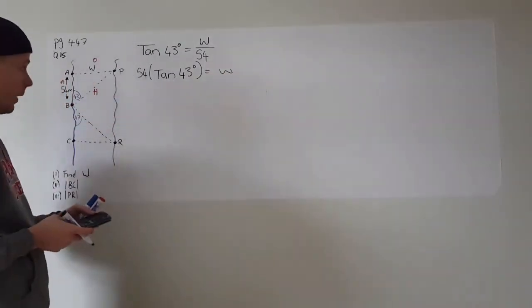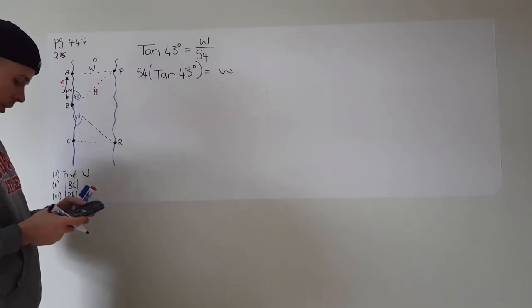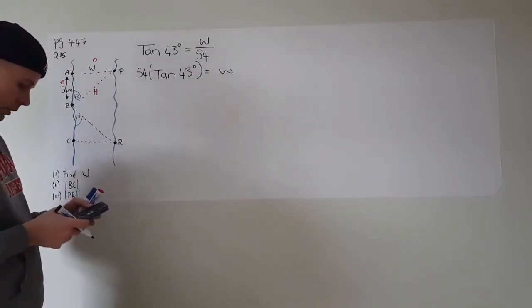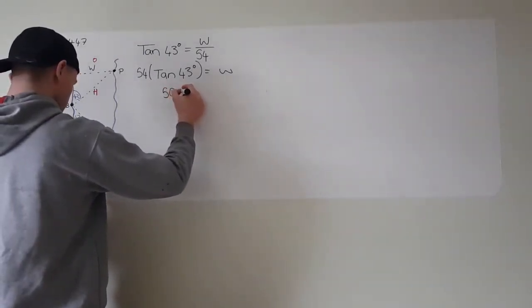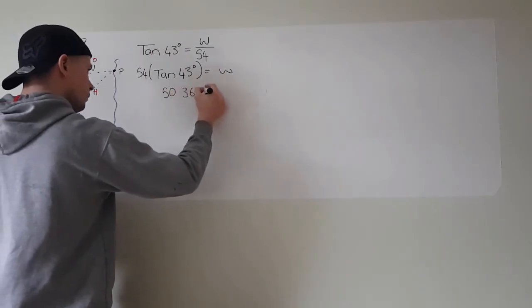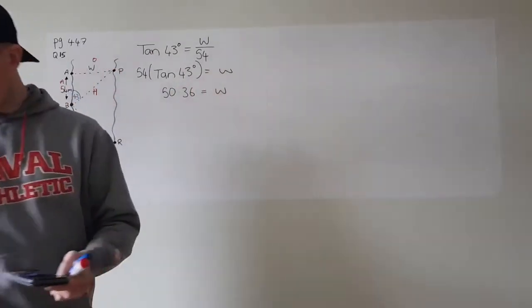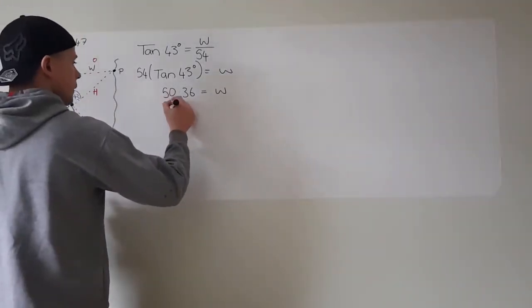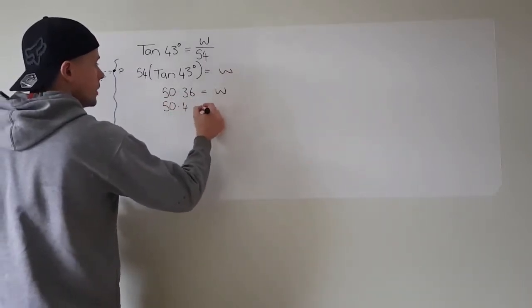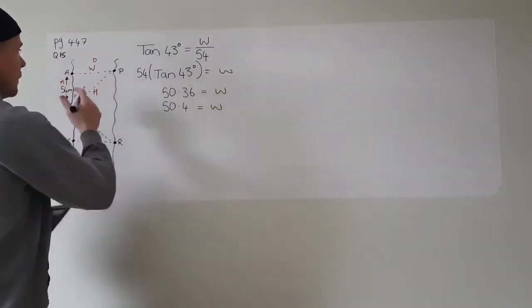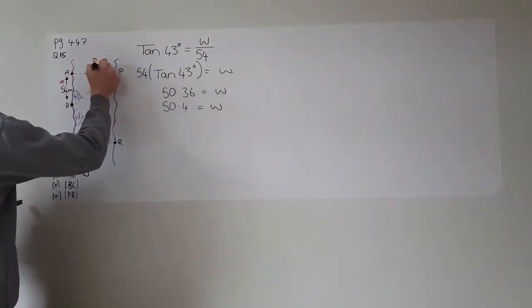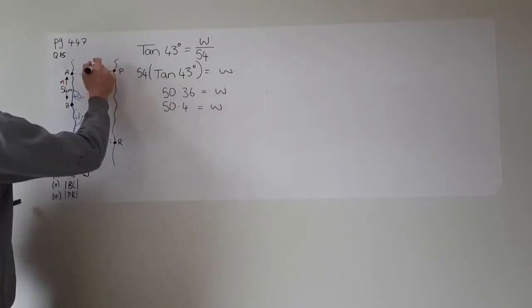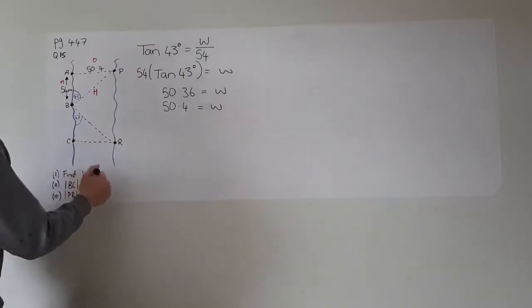Into our calculator, 54 multiplied by the tan of 43 is, and I'm guessing the nearest meter, nearest one decimal place. Alright, so 50.4 is equal to W. Alright, so I'm going to remove W, put in 50.4, not W. Alright, now moving on, so that's that part done.